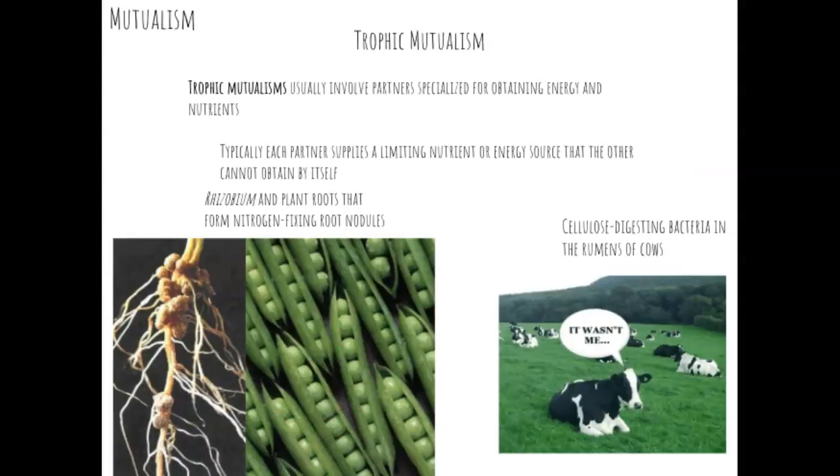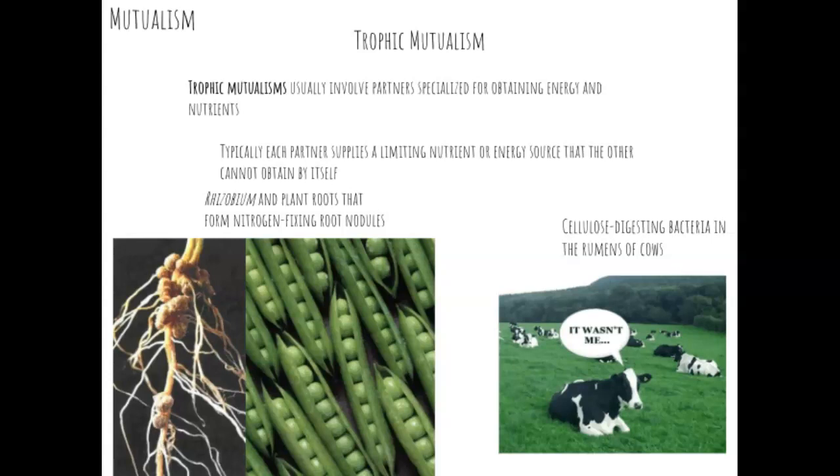So lichens are an example of a trophic mutualism. A trophic mutualism is a mutualism where you have partners that are specialized for obtaining energy and nutrients. So you typically have each partner that's supplying a limited nutrient or energy source that the other can't obtain by itself. So here's a couple of other examples of trophic mutualisms.